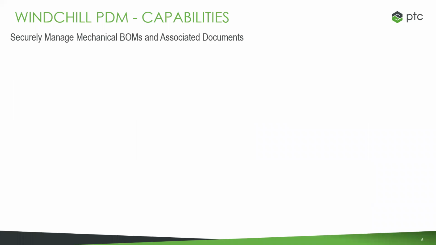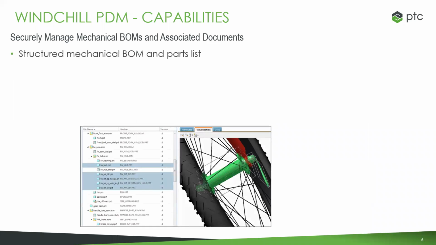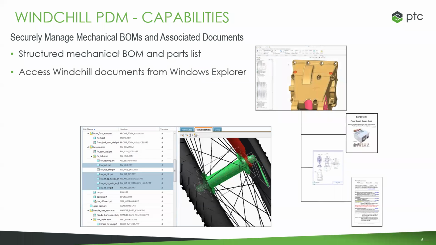In regard to managing bill of materials and associated documents, you can have a structured bill of material and parts list right within the CAD tool that's based off of your Windchill structure. We have desktop integration so that you can access all of your Windchill documents right through your Windows Explorer. So if this is already how you're managing files, for a lot of companies it is, this is great for them, because then they could just use their File Explorer to access and even to, say, upload documents to Windchill. They're still going to be controlled. It's just, you don't have to go into Windchill to find things or to open things.